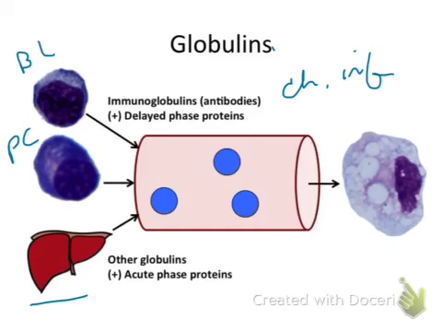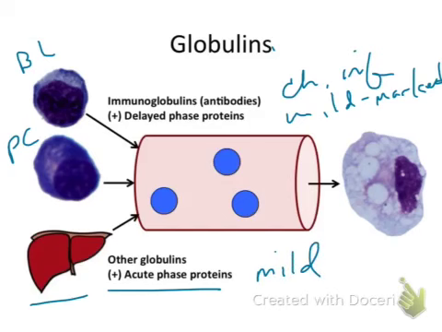However, most of the non-immunoglobulin proteins are positive acute phase proteins, and that means that they increase early in the inflammatory process, similar to fibrinogen. Increases in immunoglobulins during times of chronic antigenic stimulation can be mild to marked, but increases in other globulins in the acute phase response tends to just be a mild increase.